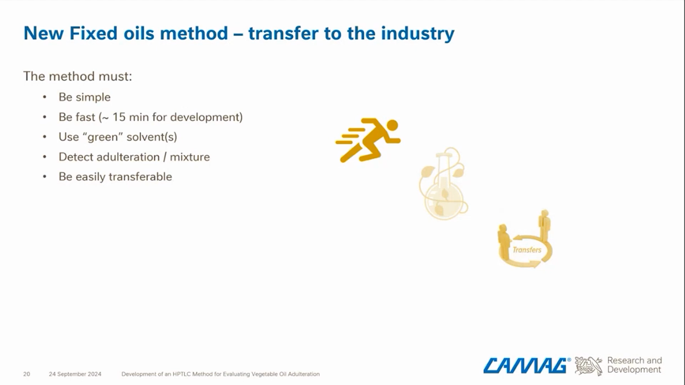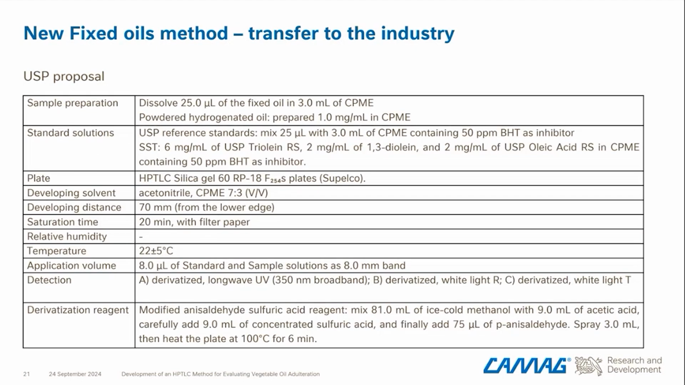So what we have done is we went back to the USP proposal and looked where we could make some change to reduce the time. The first thing is the standard solution. Here, we don't need all the USP reference standards because the goal is to apply the reference from the industry and compare it to a new sample. So on the same plate, you will have one reference and one sample.